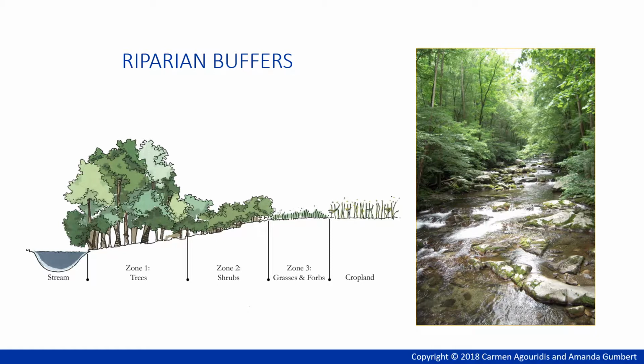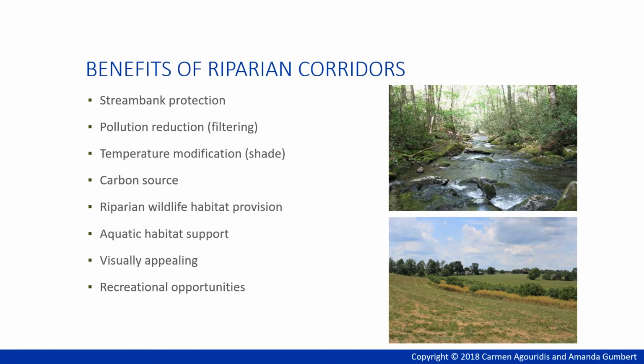Riparian buffers are typically comprised of 3 zones: a zone of fast or slow-growing water-tolerant trees located next to the edge of the water, a zone of shrubs located next to the trees, and a zone of grasses or forbs located adjacent to the uplands. The vegetation in riparian buffers offers a number of ecosystem benefits. The type and extent of benefits depends on the size of the buffer, land slopes, and vegetation type, among other things.